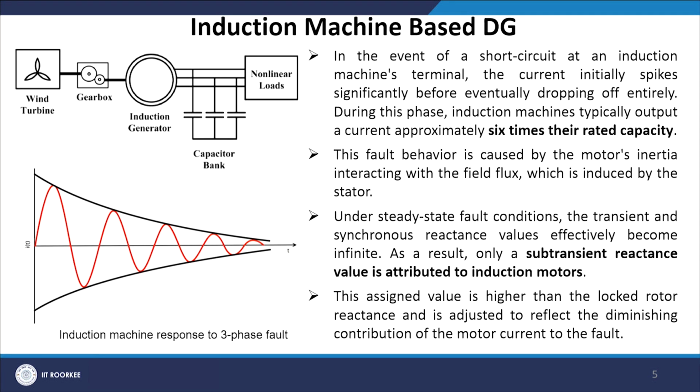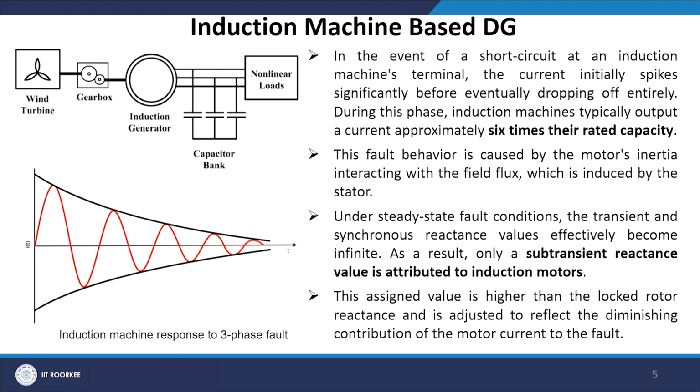Now, let us focus on the behavior of induction machine based DGs. In the event of a short circuit at an induction machine terminal, the current initially spikes significantly before eventually dropping off entirely. During this phase, induction machine typically output a current approximately 6 times their rated capacity. This fault behavior is caused by the motor's inertia interacting with the field flux, which is induced by the stator.